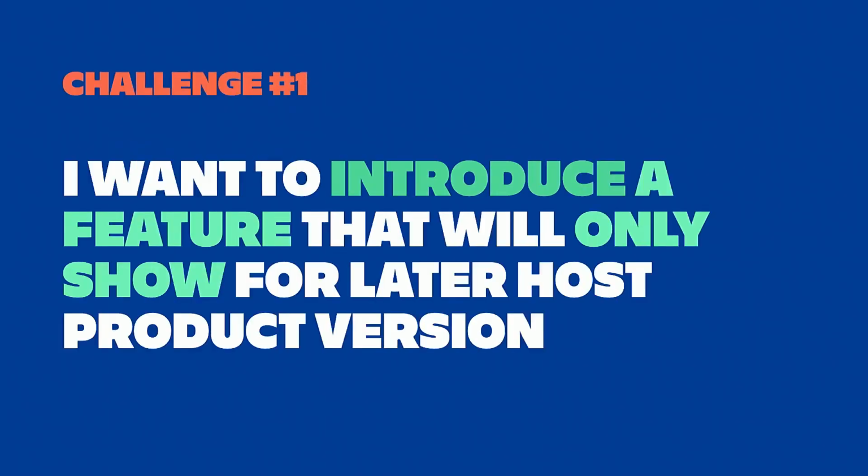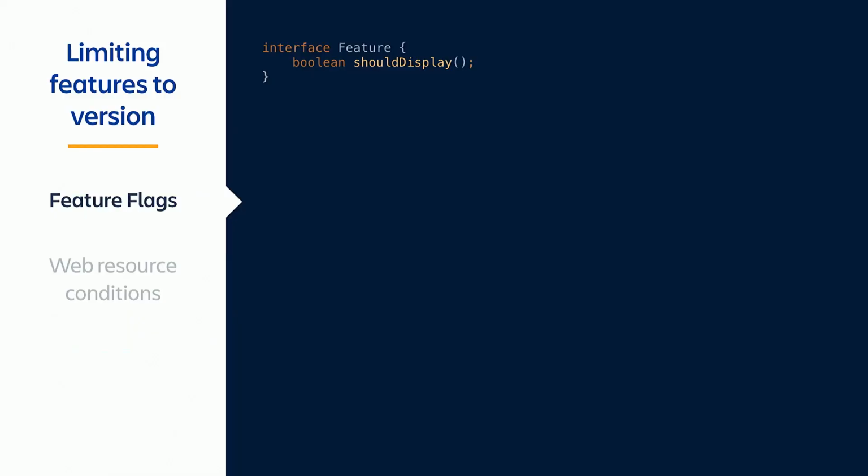Now, let's talk about our first challenge. Say I want to introduce a feature that will only show for the later host product versions. One way we can do this is we can build this on top of a feature flagging mechanism. Feature flags can be used to turn features or subsections of your application on and off easily via configuration, for example system properties.